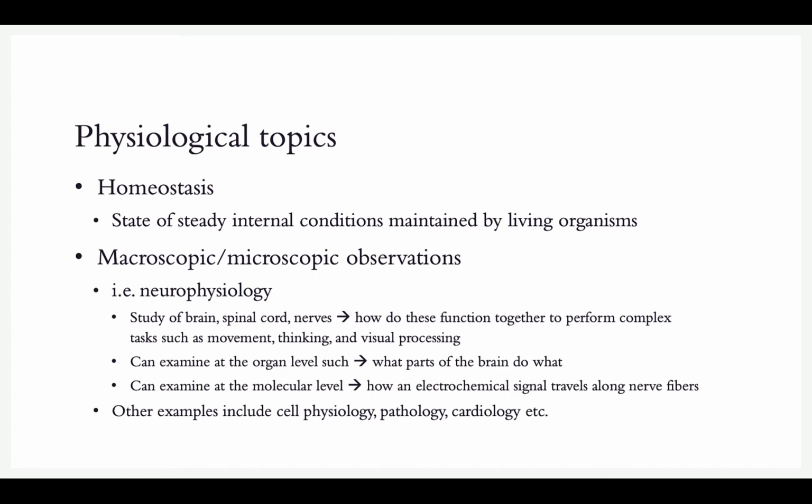We can examine them at the organ level, such as what parts of the brain do what, a more macroscopic approach. We can also examine them at the molecular level, which we would need a microscope or other tools to look at, such as looking at how an electrochemical signal travels along neurons or nerve fibers. And there are other examples of physiology, such as cell physiology, the study of cells and how they function, pathology, the study of disease and disease states, and cardiology, the study of hearts and cardiomyocytes, different heart cells.